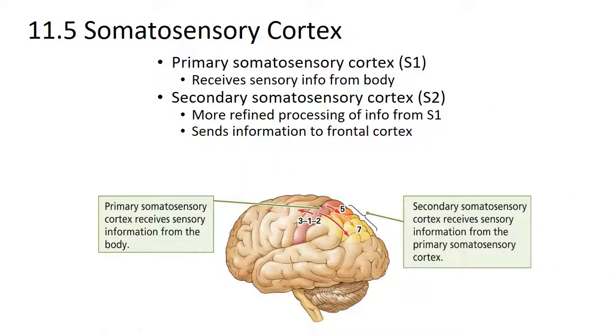Okay, moving on to section 5, the somatosensory cortex. There are two main parts of the somatosensory cortex, which are both in the parietal lobe. There's the primary somatosensory cortex, also known as S1, and this receives sensory information from the body that's gone through the thalamus, coming up from the body, this afferent information. The secondary somatosensory cortex, or S2, gets information from S1 and has more refined processing of that information, and then it sends information to different areas of the brain, including the frontal cortex.